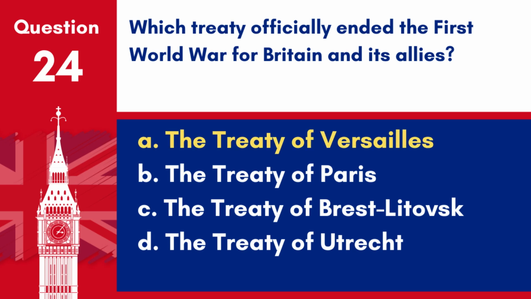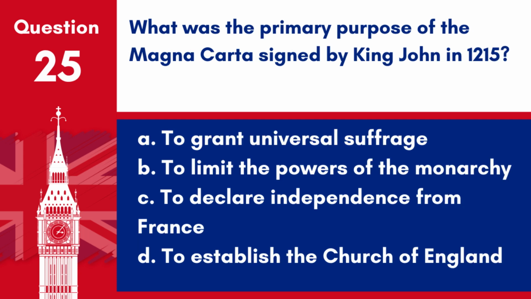Answer: A. The Treaty of Versailles. The Treaty of Versailles officially ended World War I for Britain and its allies in 1919. Question 25. What was the primary purpose of the Magna Carta signed by King John in 1215?